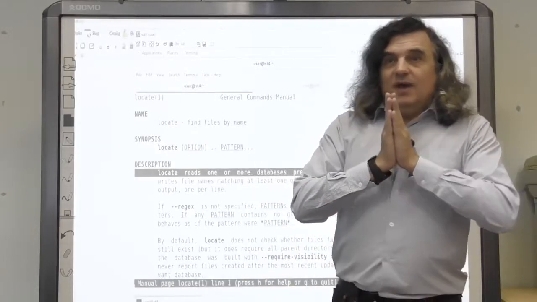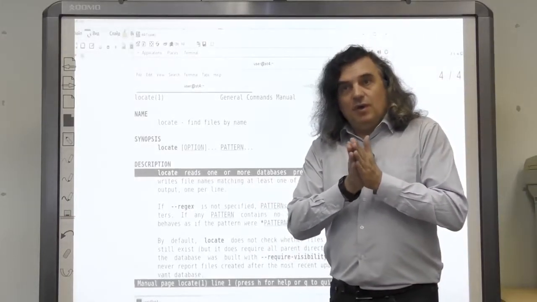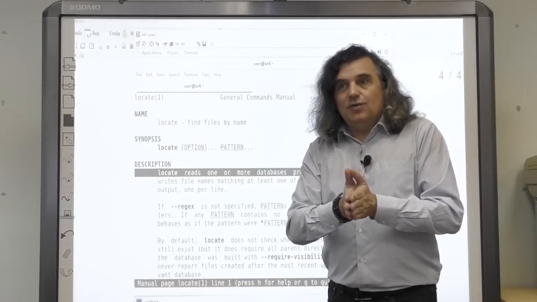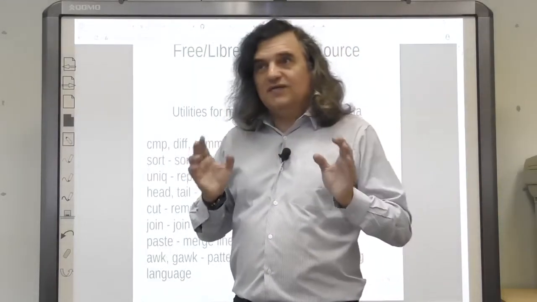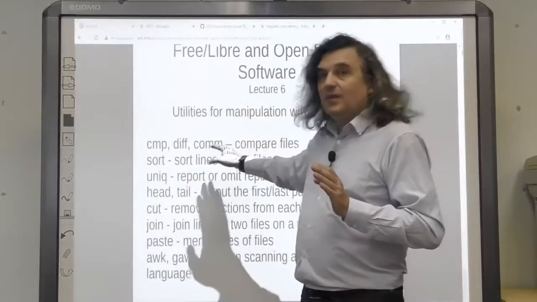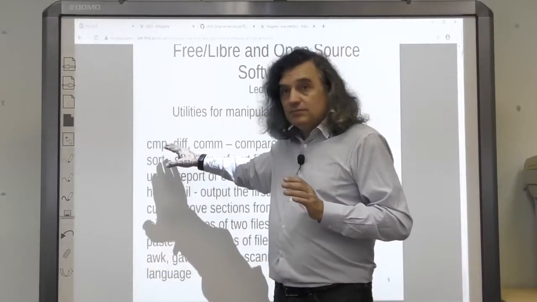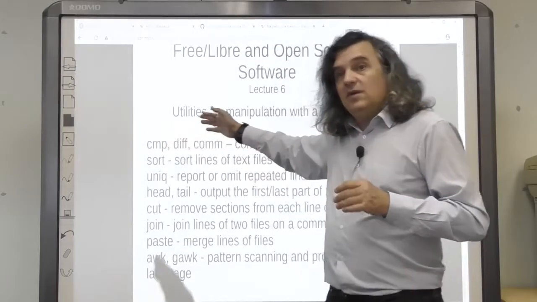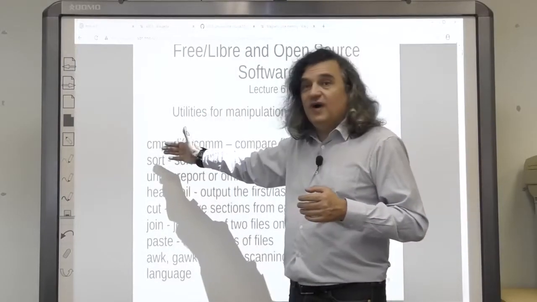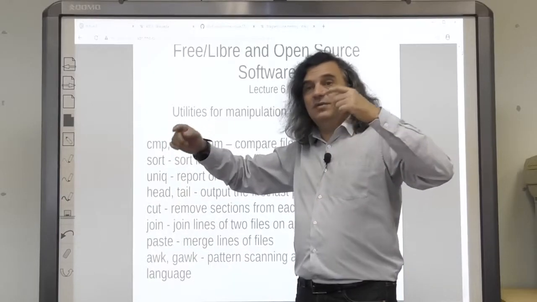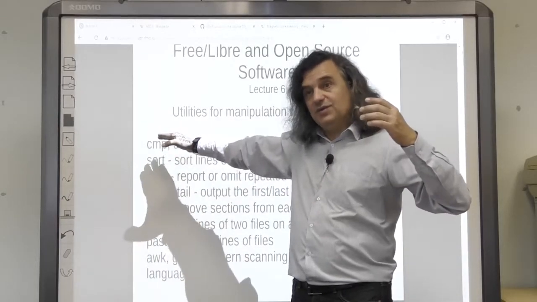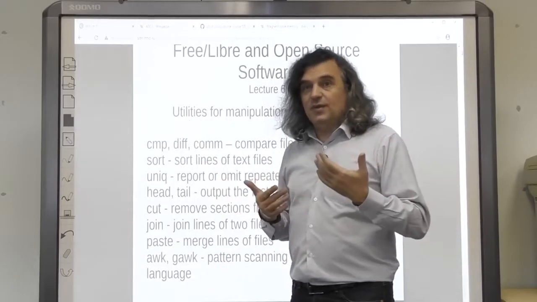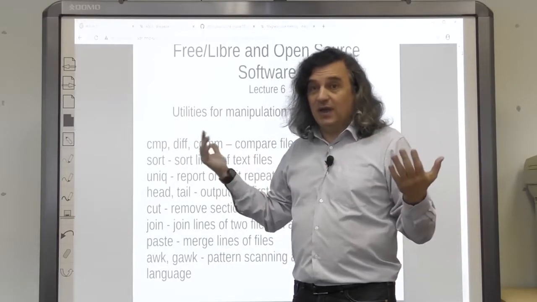Okay, another operation that we often need is comparing files or directories. And we have some tools for this. The cmp utility compares two files byte by byte and reports the position from which we have a difference. This way, we can compare binaries.